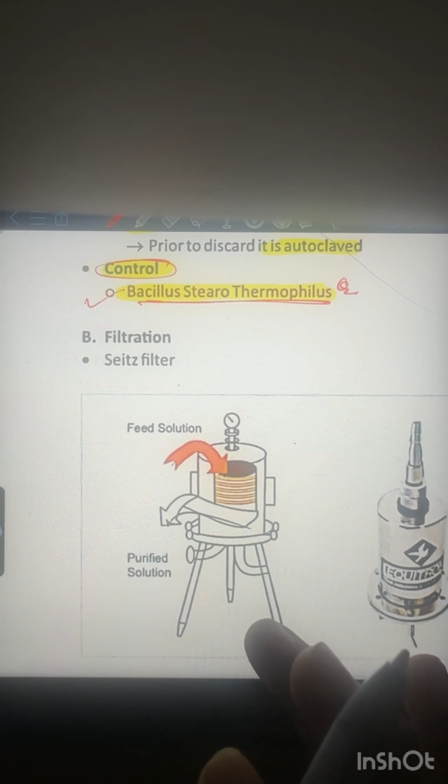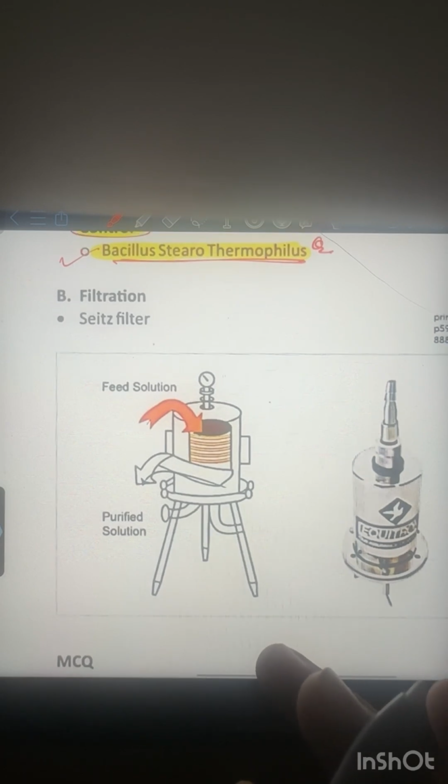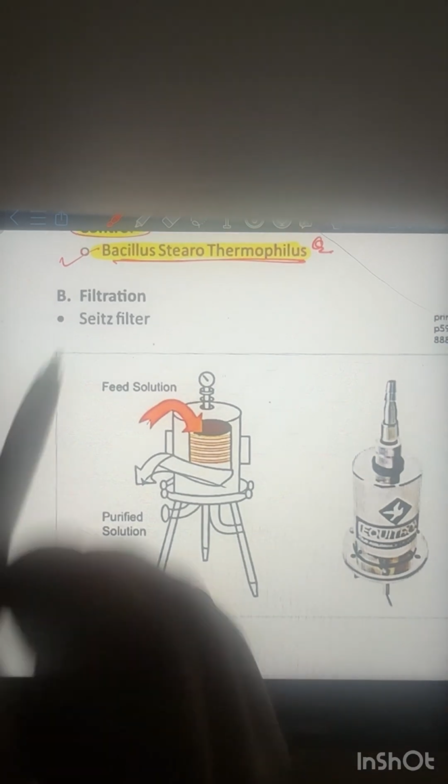Now let's come to the next one, and that is going to be filtration. So let me show you what are the different filters. Firstly, look at this picture. Look at this stainless steel photo and this actual photo. This is what we call a Seitz filter. We don't use it now.